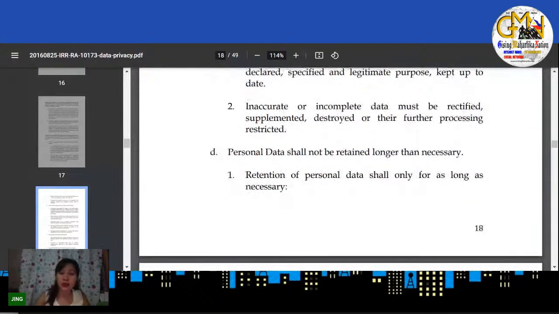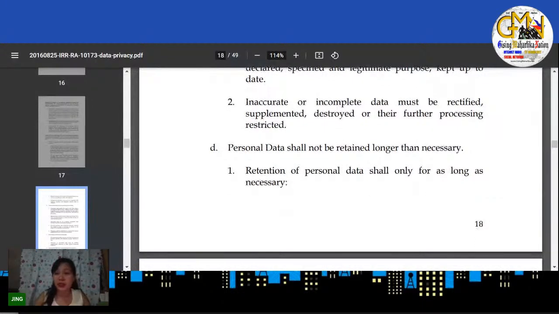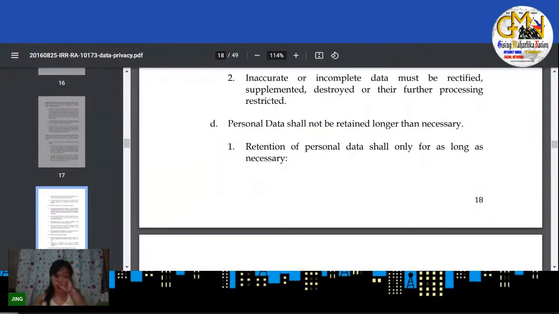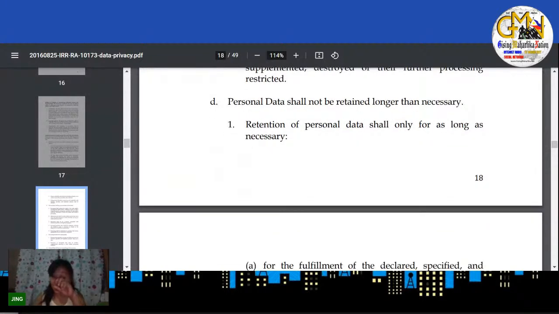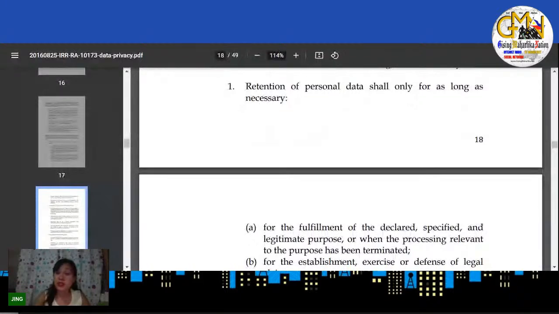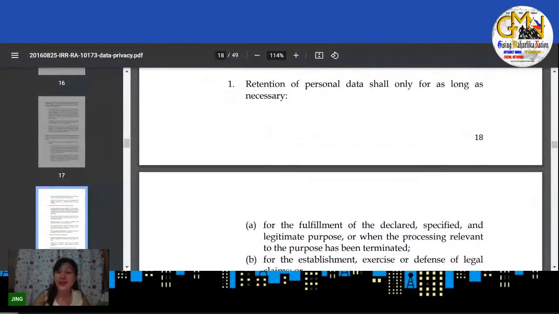Two, inaccurate or incomplete data must be rectified, supplemented, destroyed, or their processing restricted. Letter D, personal data shall not be retained longer than necessary. First, retention of personal data shall only be for as long as necessary.